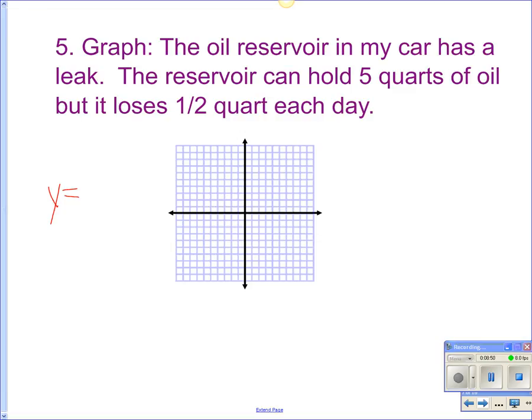Y equals 5. Plus or minus? What do you do for each day? Put an X. Okay, good. All right, Daniel, what will be my M? Your M will be... -1/2. Tamara, what would be my B?